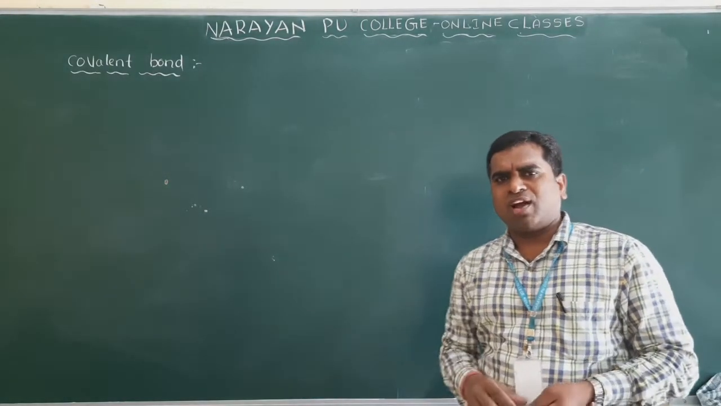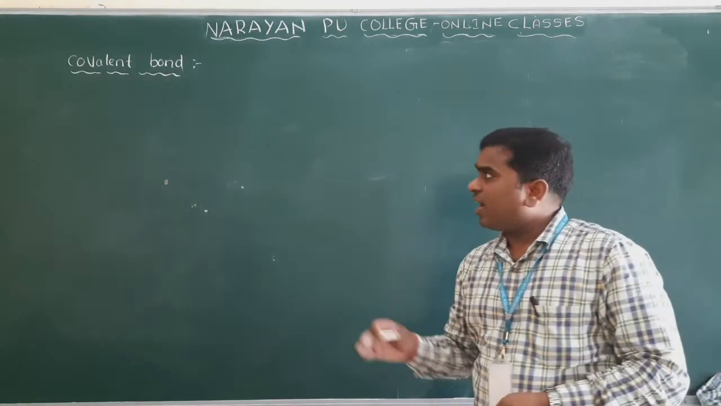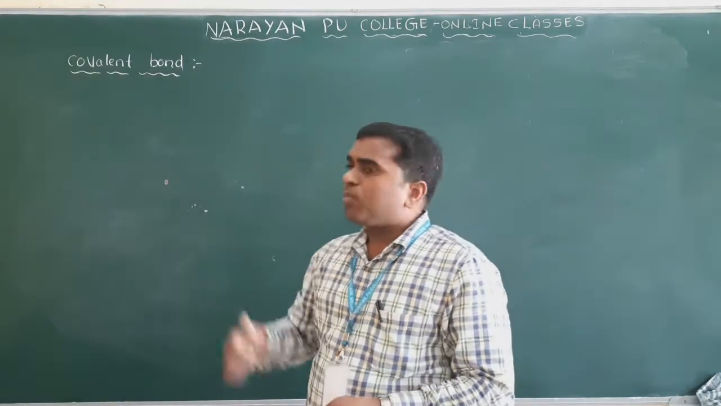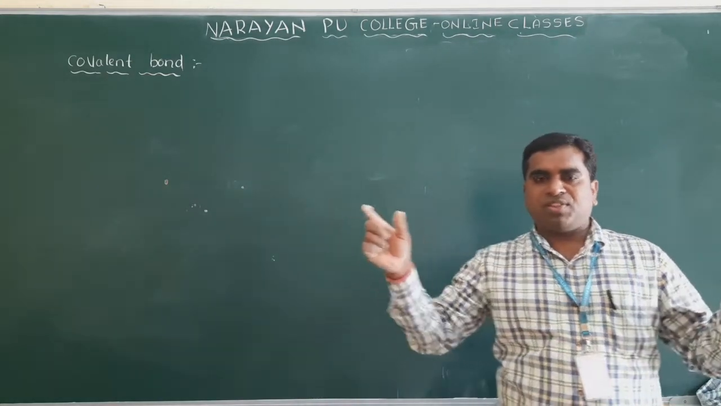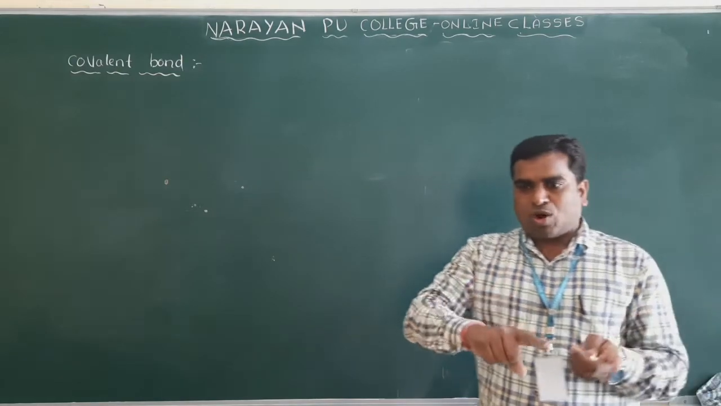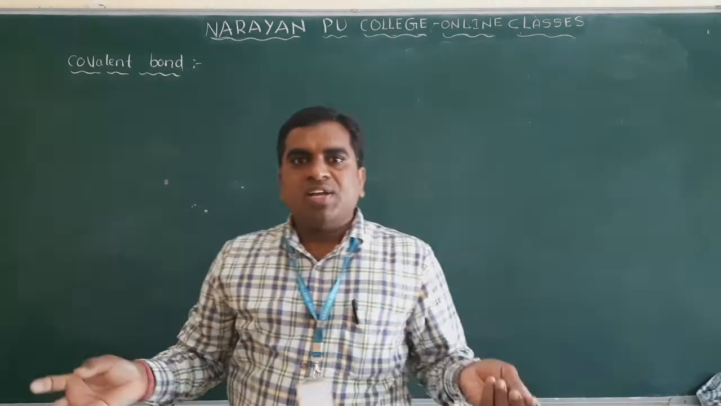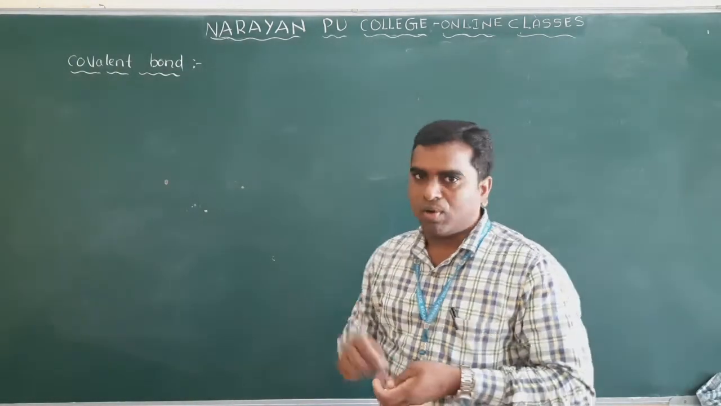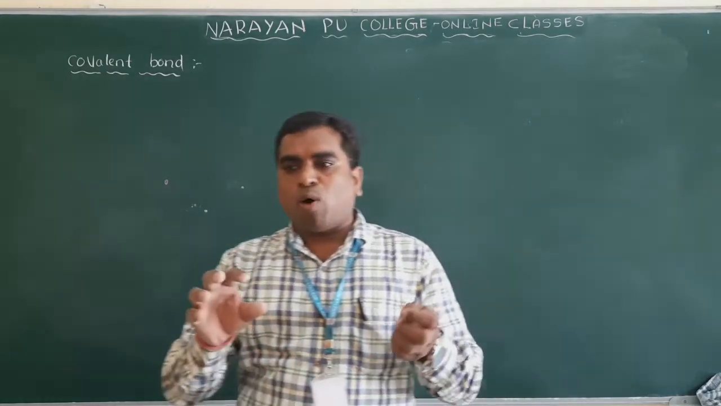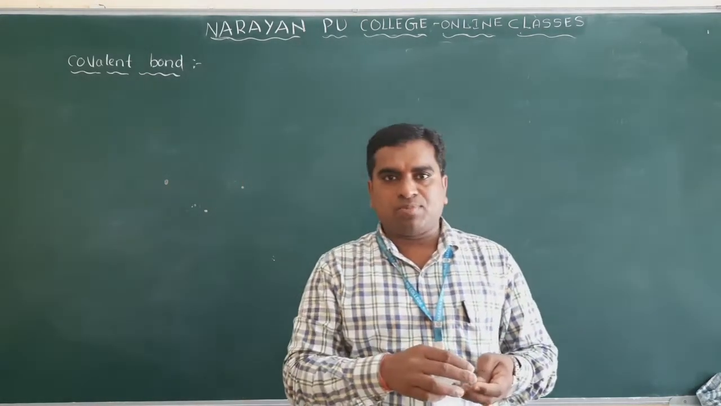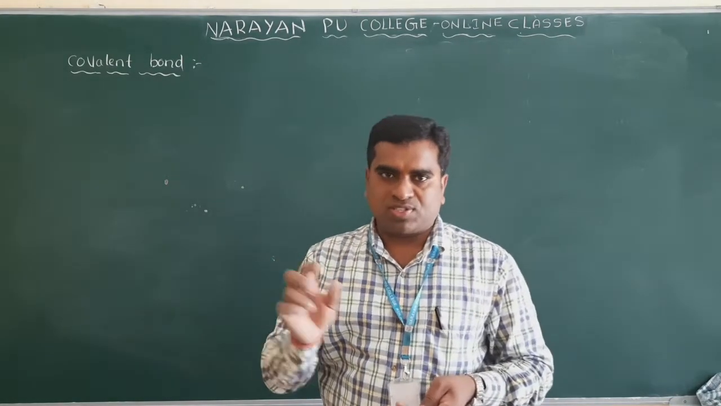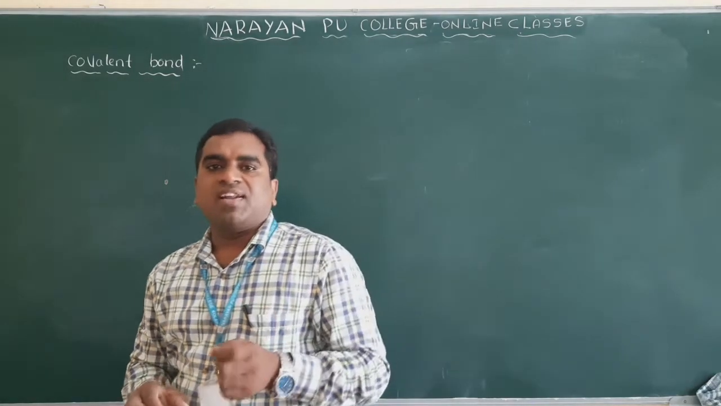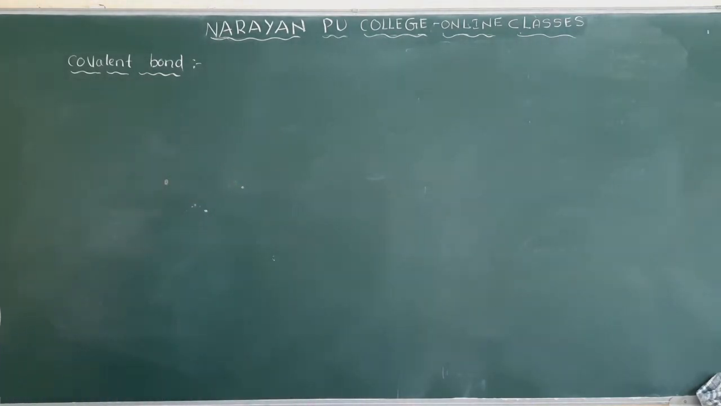I have explained it previously. A covalent bond is formed by sharing of electrons between two atoms. Transfer of electrons means which bond? Ionic bond. Sharing of electrons means which bond? Covalent bond. So the bond formed between two atoms by mutual sharing of valence electrons, we call a covalent bond.